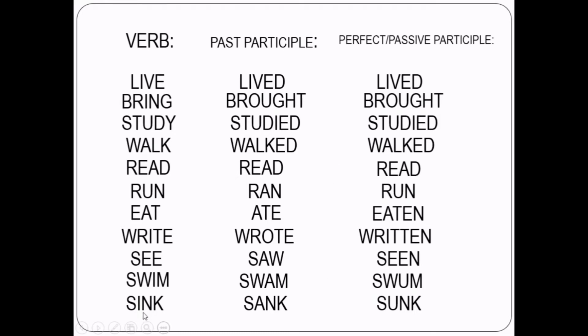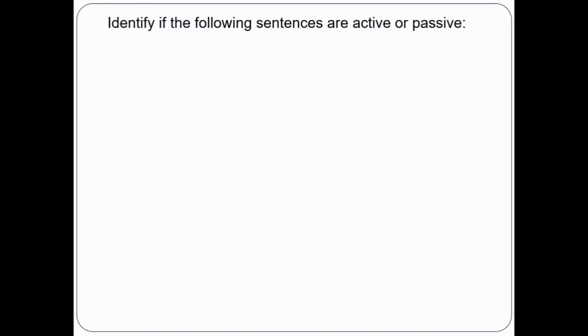So for example, you want to use the example of the Titanic. The iceberg sank the Titanic. But if you want to passivize, you now emphasize the Titanic by moving it to the front of the sentence, and the iceberg now is moved to the back of the sentence. So the new construction is going to be: the Titanic was sunk by the iceberg. Remember the passive participle. Okay, let's go into some examples. We're not going through all of these examples, but just a few of them. So I'm going to give you a few seconds.